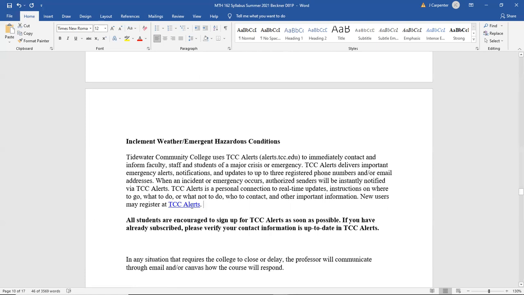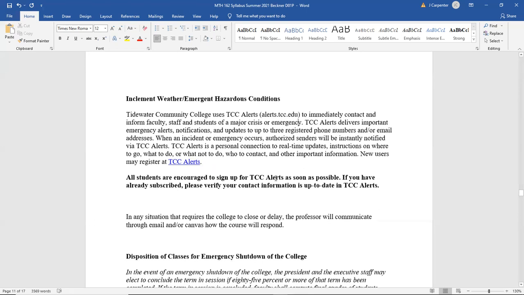If you haven't signed up for TCC Alerts, please do so. It will send you text messages and emails about anything going on, whether it's a lockdown on a campus or it's a hurricane alert or a tornado alert or a snow alert, anything like that. I had a situation over a decade ago where I did not have TCC Alerts, and I regretted it after I got to campus and school was closed for whatever reason, and immediately I signed up for TCC Alerts.